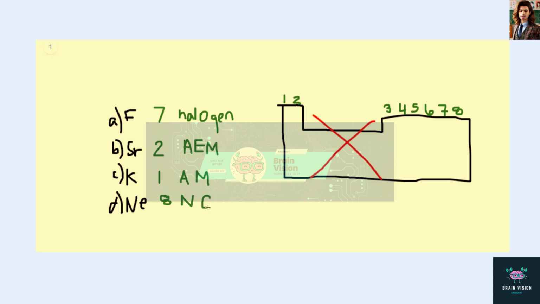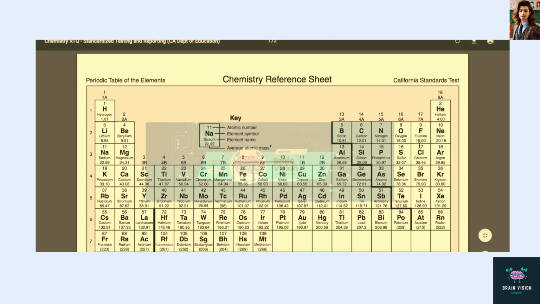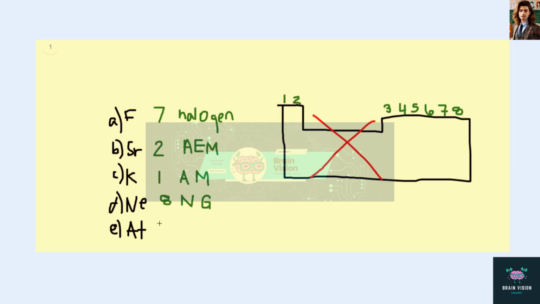And lastly, we're looking at At. If we find that on our periodic table, we will find it in group 7A, or group 17. This means it has 7 valence electrons, and this group is also known as the halogens. So you can use the periodic table to determine the exact number of valence electrons each element will have, as long as it's in the main group.